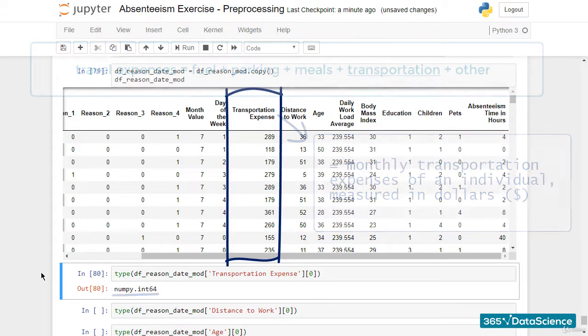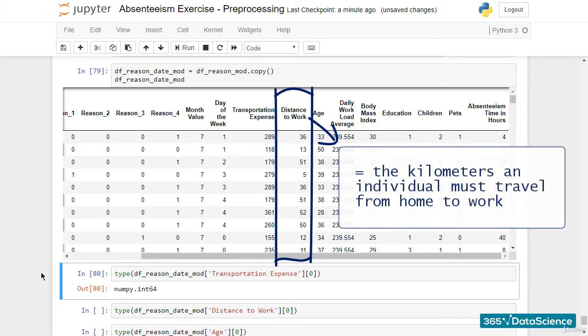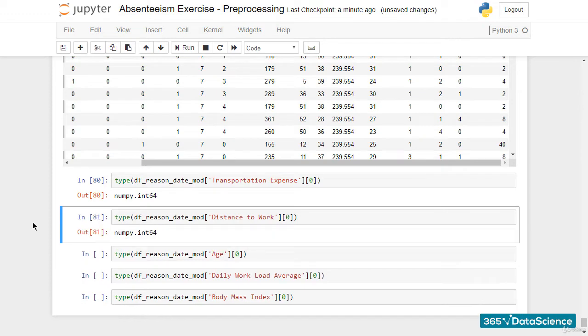By the same token, the distance to work contains rounded numbers only. Each value you see in this column represents the kilometers an individual must travel from home to work. We want to keep this feature in our analysis because it might turn out that the distance or the time spent traveling will affect the decision of an employee to be absent during working hours.